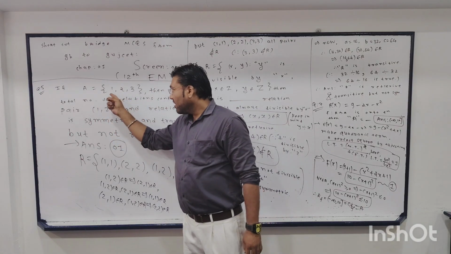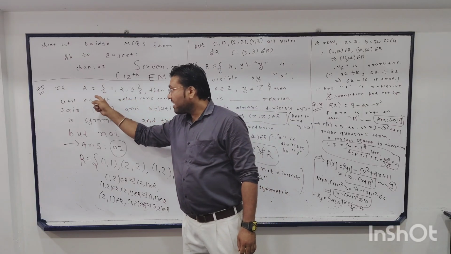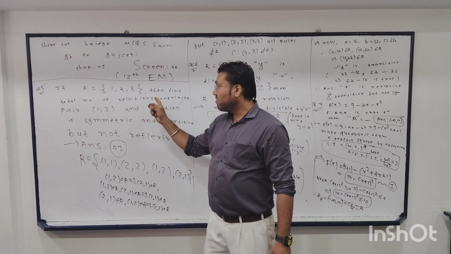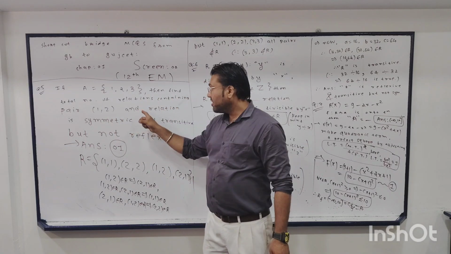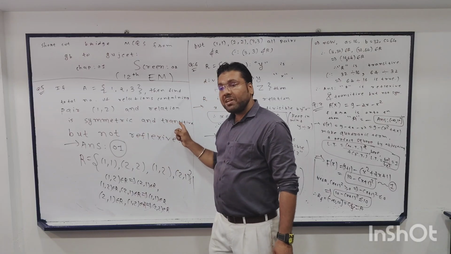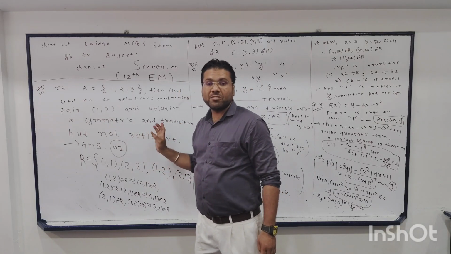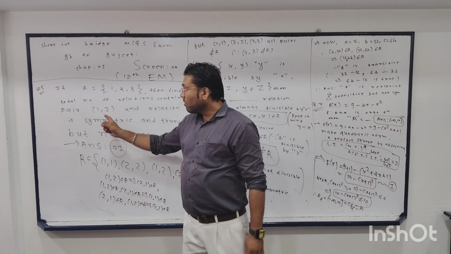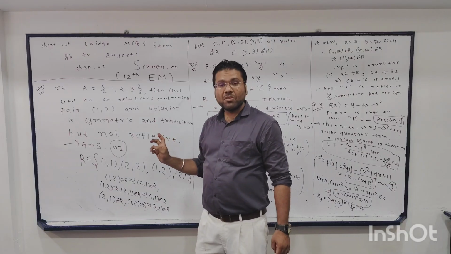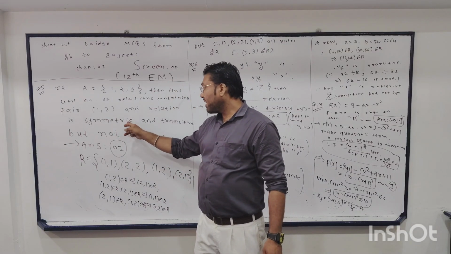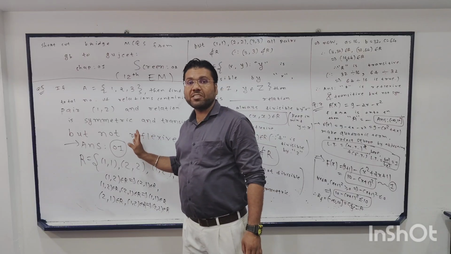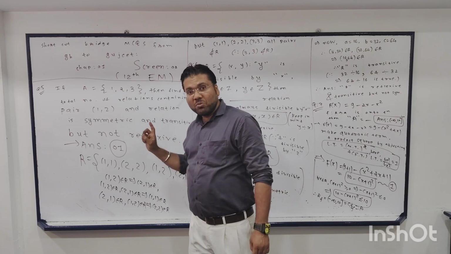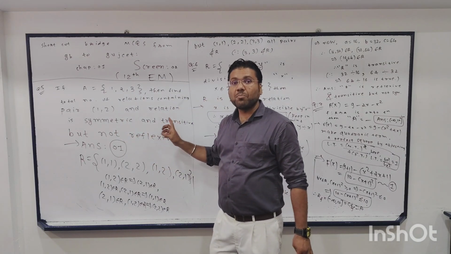A equal to {1, 2, 3}. Then on this set A, find the total number of relations which contain the pair (1, 2), and the relation should be symmetric as well as transitive but not reflexive. So friends, we are going to find only those relations which must contain the pair (1, 2), must be symmetric and transitive but not reflexive. So how many such relations are possible? Only one such relation is possible.